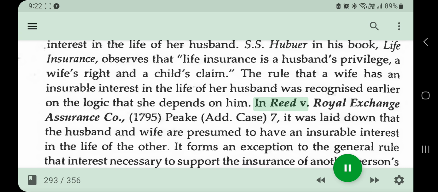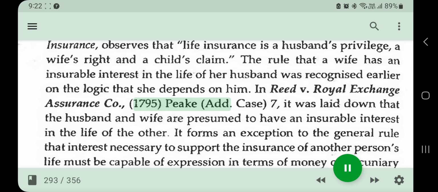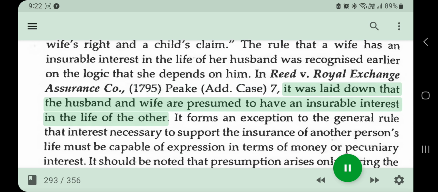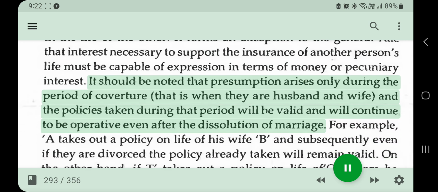In Reed v. Royal Exchange Assurance Company, 1795, Peake Add. Case 7, it was laid down that husband and wife are presumed to have an insurable interest in the life of the other. It forms an exception to the general rule that interest necessary to support the insurance of another person's life must be capable of expression in terms of money or pecuniary interest. It should be noted that the presumption arises only during the period of coverture, that is when they are husband and wife, and the policies taken during that period will be valid and will continue to be operative even after the dissolution of marriage.